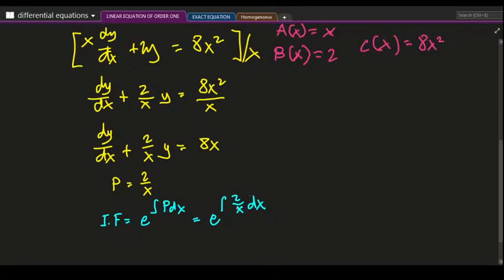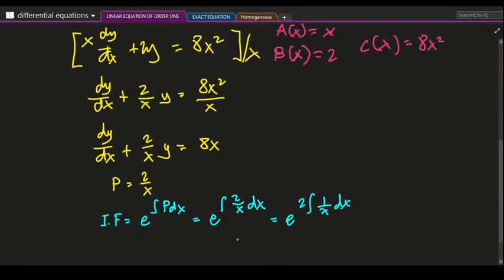So the integral of 2 over x dx. So going back to your integral calculus, the integral of an exponential function, okay? So this is equal to e. So we could transfer our 2 to the outside of the integral sign because this is constant. So we will have the integral of 1 over x dx. So clearly this is ln x.